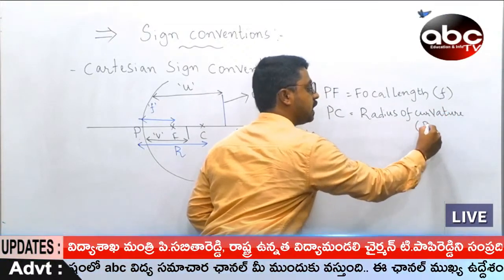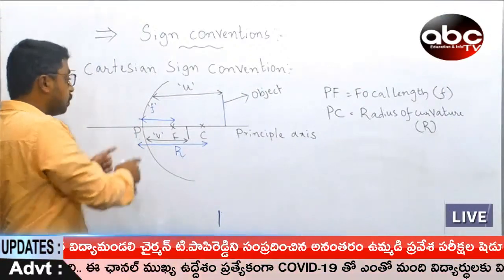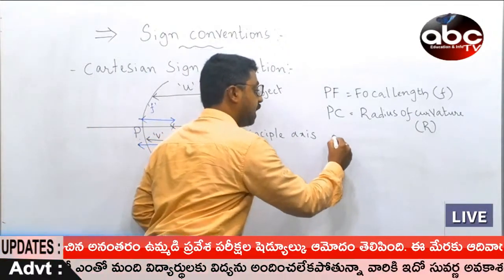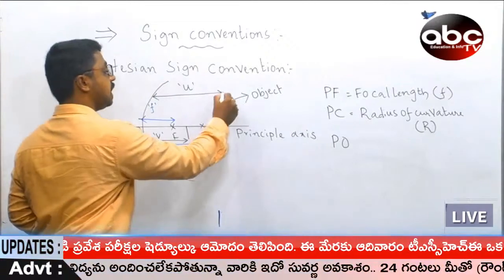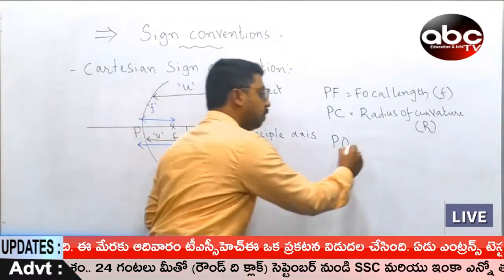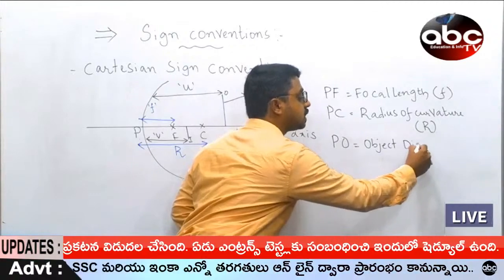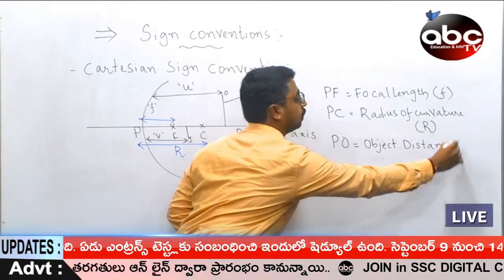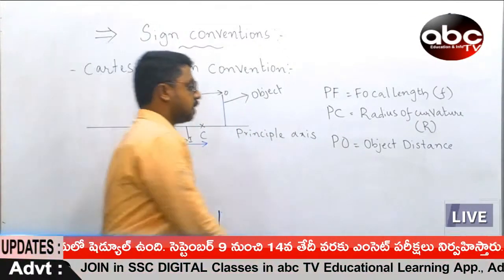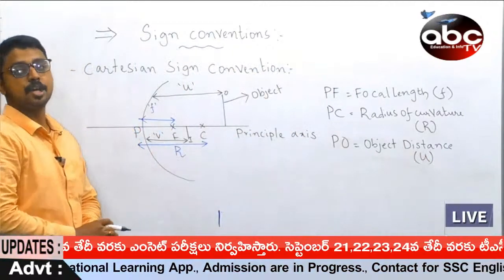And of course it is abbreviated or denoted as capital R. The next new term we are discussing is PO. Let us name this point O because it is an object. PO is referred to as the object distance, that is, the distance between the pole and the object. This is indicated as U.